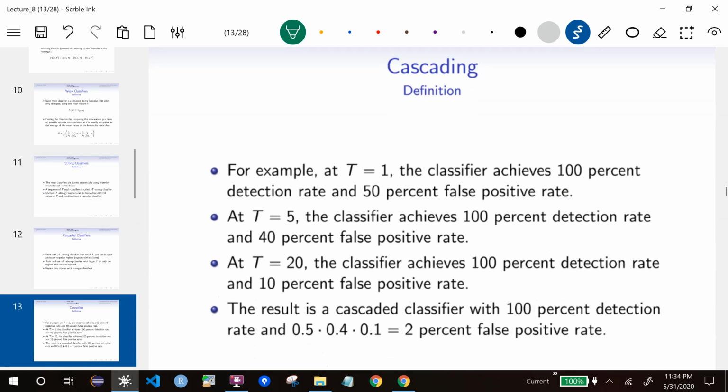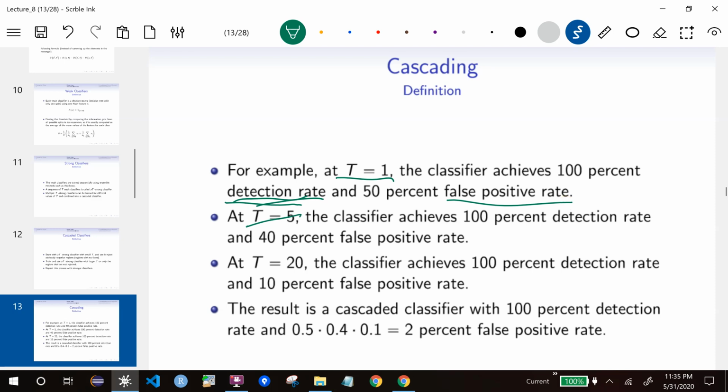The example will be, at the beginning, we just use like one weak classifier, and hopefully we can achieve 100% detection rate. What I mean by that is it does not reject anything that's actually a face, but it can reject things that are not faces. So it's really good at rejecting non-faces, but it's not good at figuring out which maybe-face ones are actually faces.